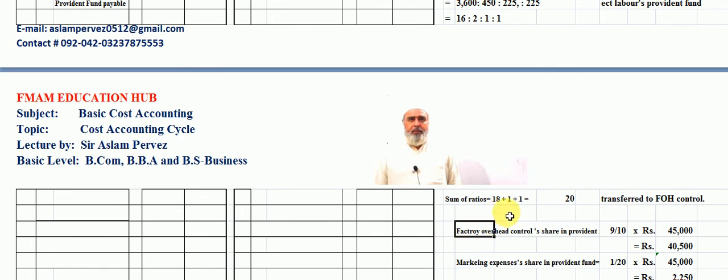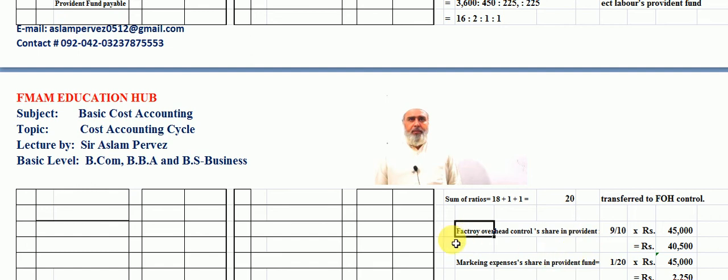18 belongs to the share of direct and indirect labor. 1 is a part of marketing expenses, and the other one is the part of admin expenses here. The sum is 20. Now students, we distribute the provident fund as per the given ratio to direct and indirect labor cost, marketing cost, and admin cost here.